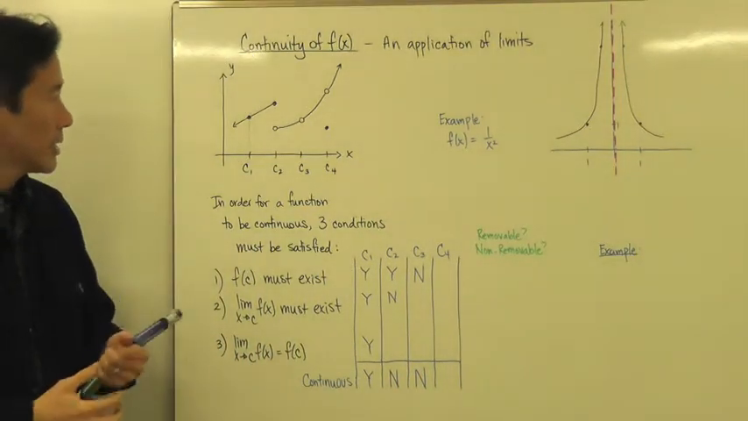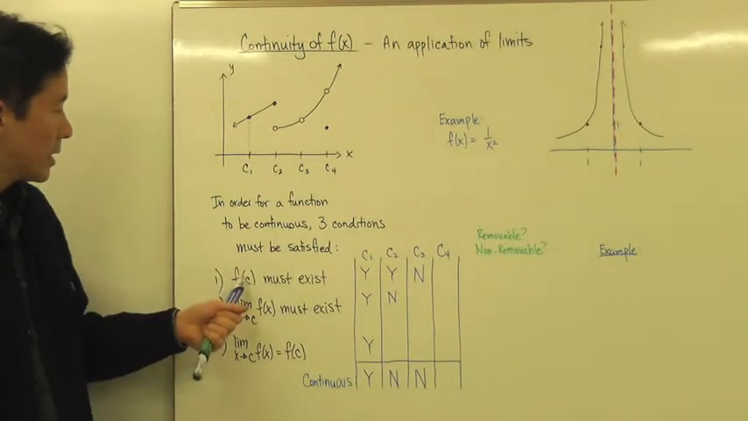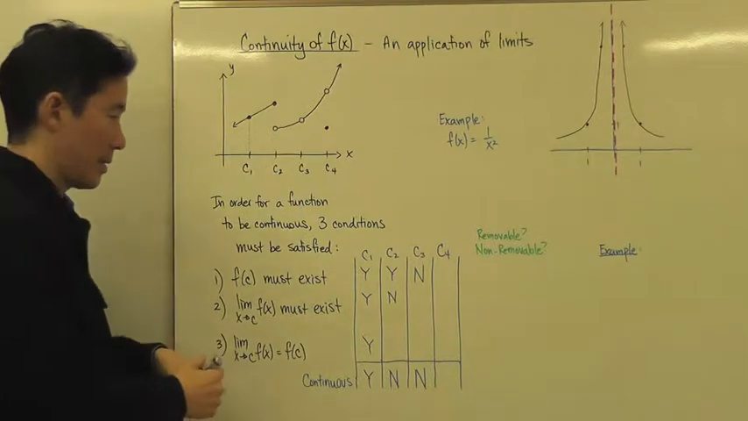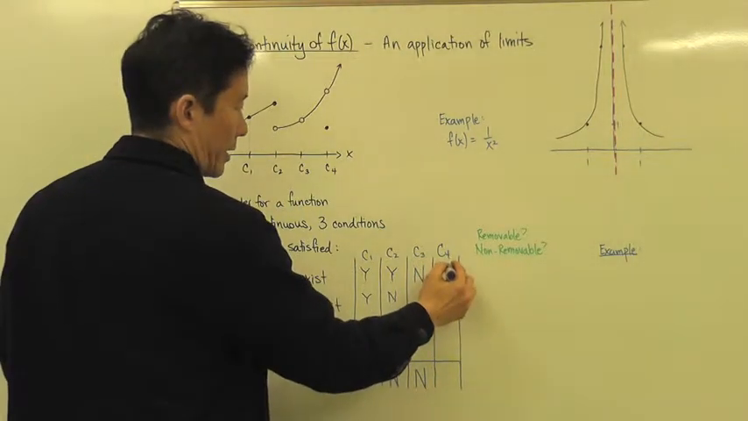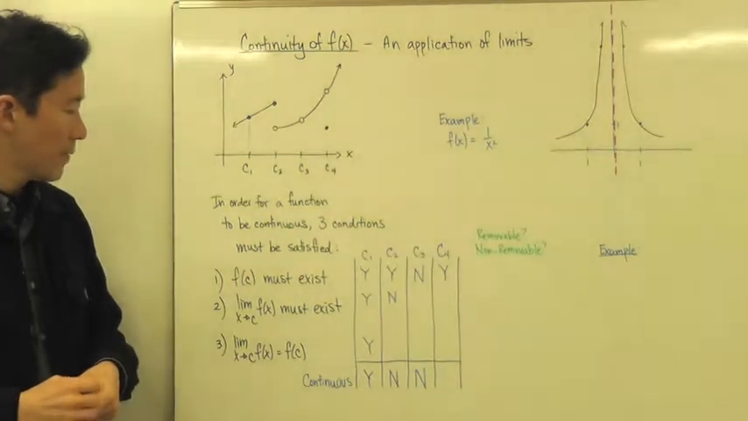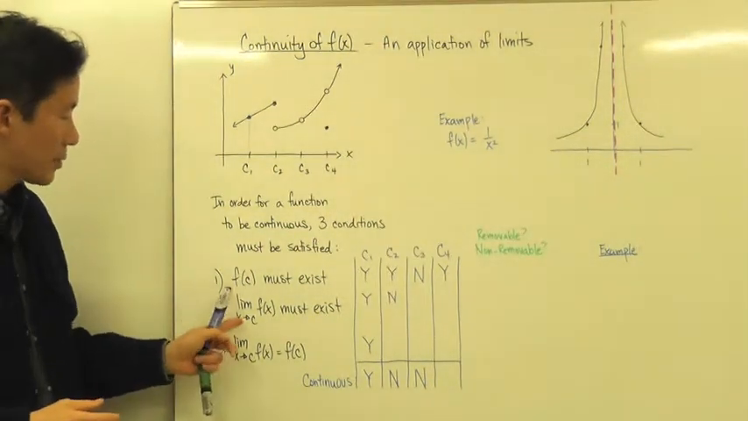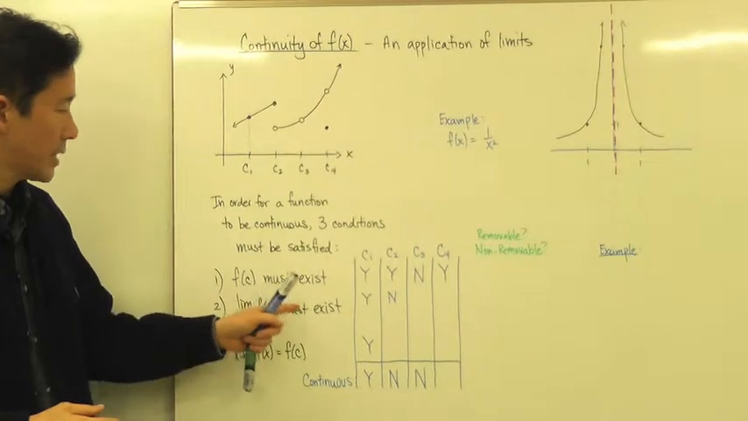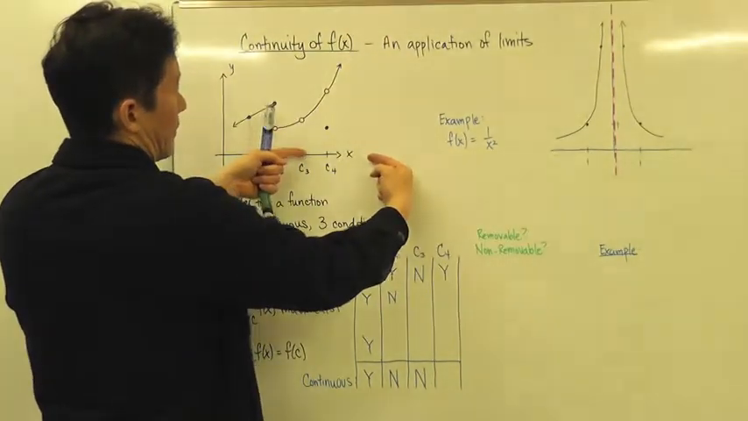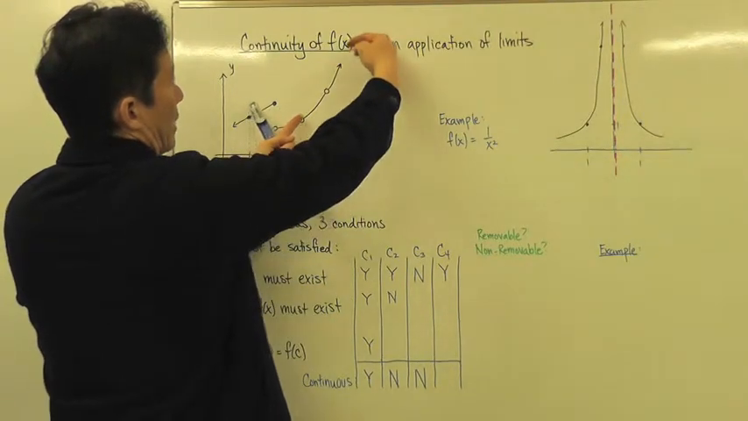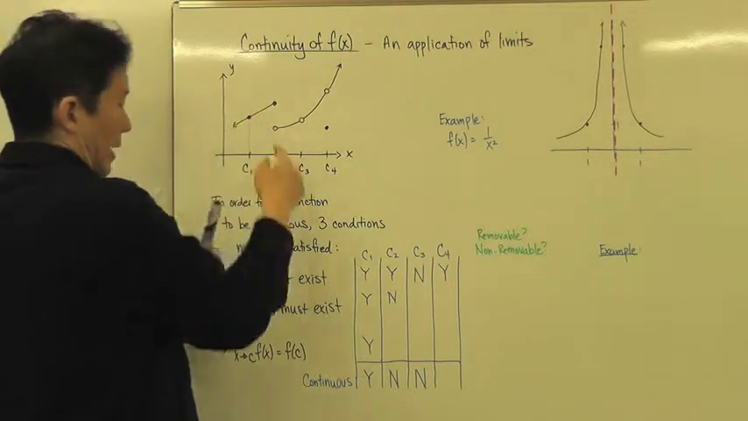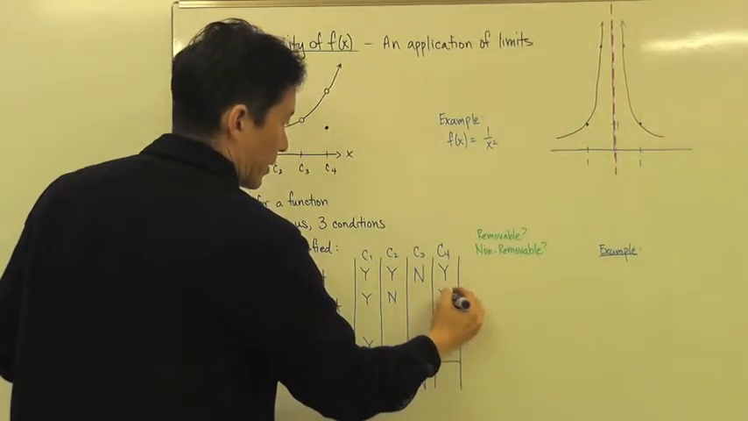Now, let's take a look at c sub 4. Does f of c sub 4 exist? Sure enough, it does. It exists. It's right there. So this value right over here is a yes. Now, does the limit as x approaches c sub 4 of f of x exist? Sure enough, as we approach c sub 4 from both the left and the right hand side, the function is approaching the exact same value, and that little t value is there. So the answer for this is yes.